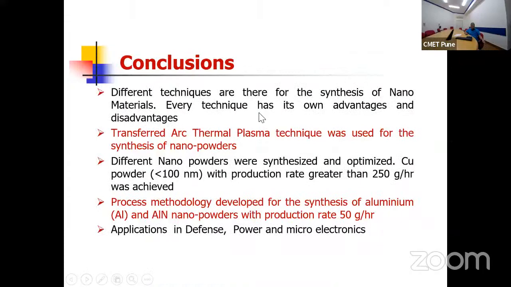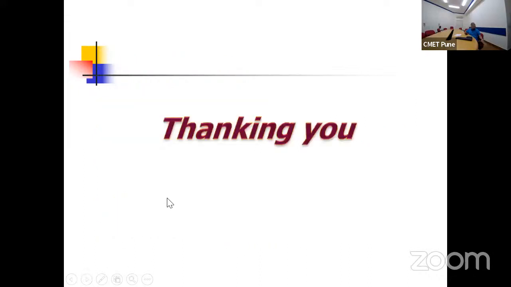And then the conclusion: different techniques are there for the synthesis of nanomaterials. Every technique has its own advantages and disadvantages. The transferred arc thermal plasma technique was used for the synthesis of nanopowders. Different nanopowders were synthesized and optimized. Copper nanopowder of less than 100 nanometer was achieved with a production rate of 250 grams per hour. A process methodology for the development of aluminum nitride nanopowders was developed with a production rate of 50 grams per hour. And these powders have different applications in defense, power, and microelectronics. And thank you.